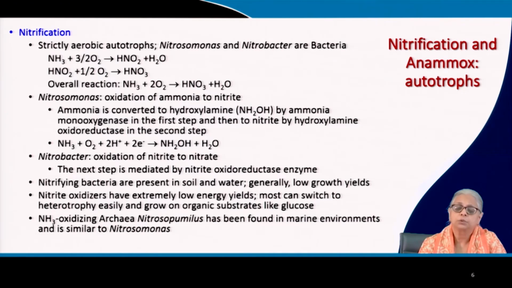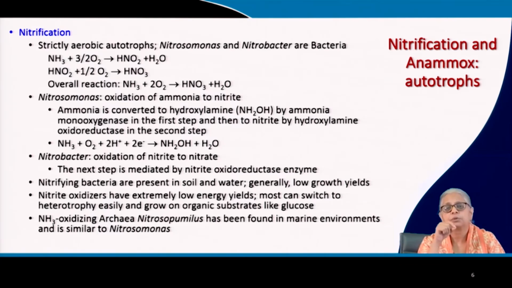Okay. So we are going to look at two major processes associated with nitrogen. One is nitrification and the other is anammox. Both of these groups of microbes are autotrophic bacteria. So let's start with nitrification. We have strictly aerobic autotrophic bacteria that are involved in the nitrification process. What is nitrification? Let's first look at that, and then some of the species that are involved in this process.